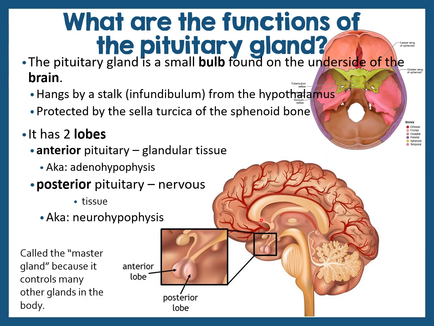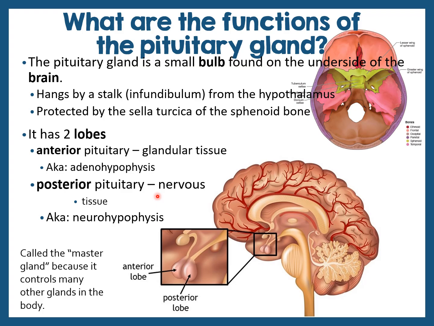The pituitary gland has 2 lobes: an anterior lobe and a posterior lobe. The anterior lobe is made up of glandular tissue. When we look at it underneath a microscope, we see simple cuboidal epithelium that functions to secrete substances. Versus the posterior lobe, which underneath the microscope has unmyelinated neurons.